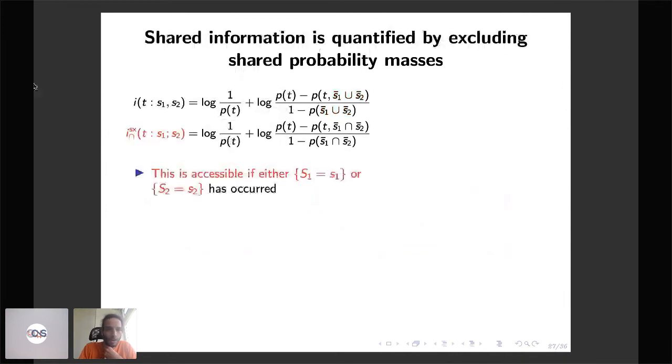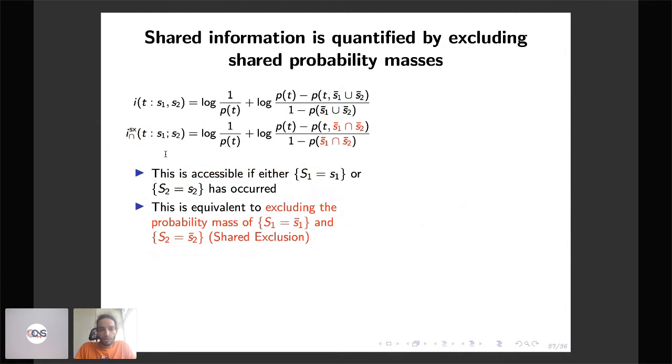So this is what we had from the mutual information. And now we said that shared information is accessible if we observed S1 or we observed S2, so if any of them has occurred. This is equivalent to saying that anything which is incompatible with all of them didn't happen. If we saw a low pressure or a high temperature, then something which is impossible is that we saw a high pressure and a low temperature. This is what can be excluded by both of them.